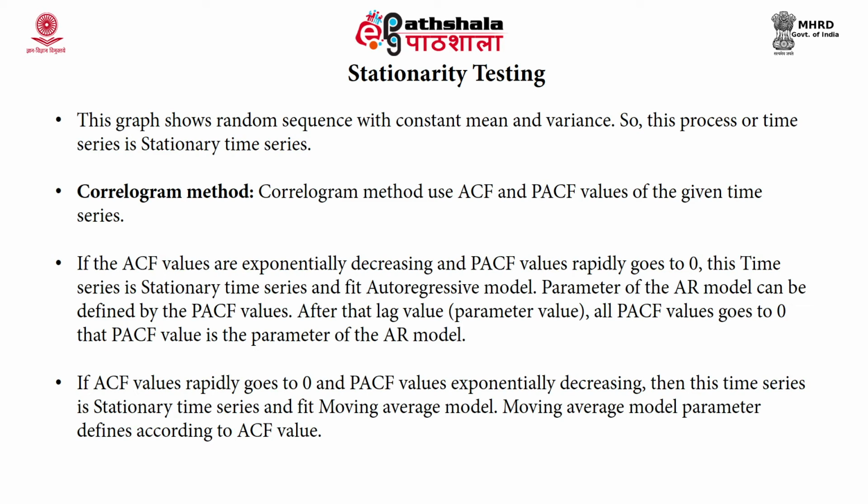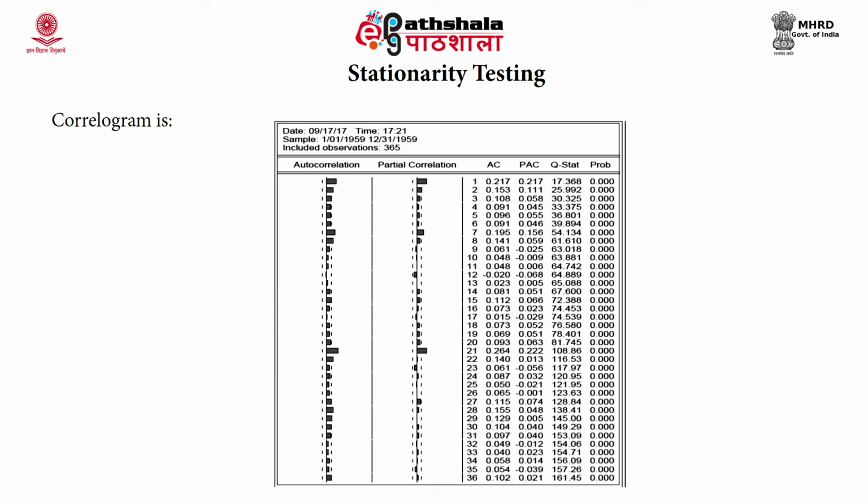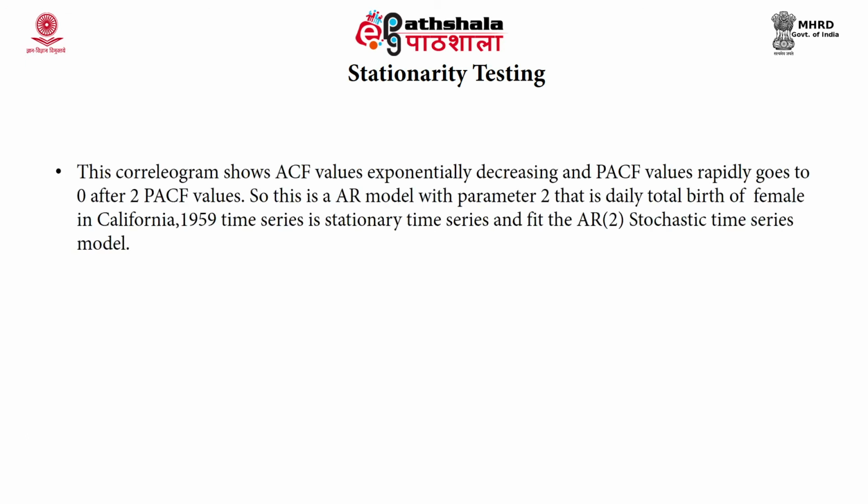If ACF values rapidly go to 0 and the PACF value exponentially decreases, then this time series is a stationary time series and we fit a moving average model. The moving average model parameter is defined according to the ACF value. So this is the graph of the correlogram, and this correlogram shows the ACF value exponentially decreasing and the PACF value rapidly going to 0 after 2 PACF values. So this is the AR model with parameter 2, for the daily total births of female in California in 1959. The time series is a stationary time series and we fit the AR(2) model, a stochastic time series model.